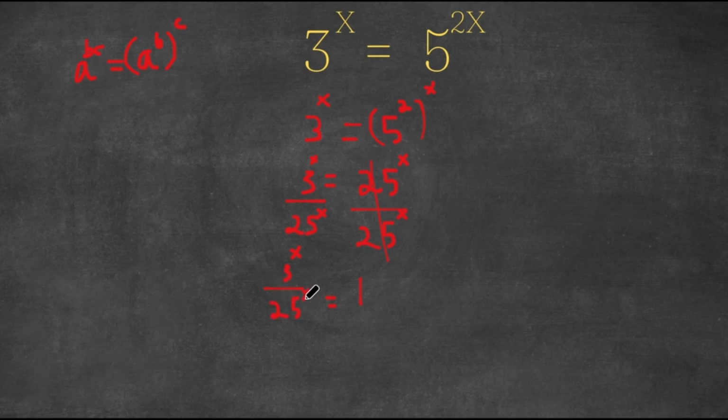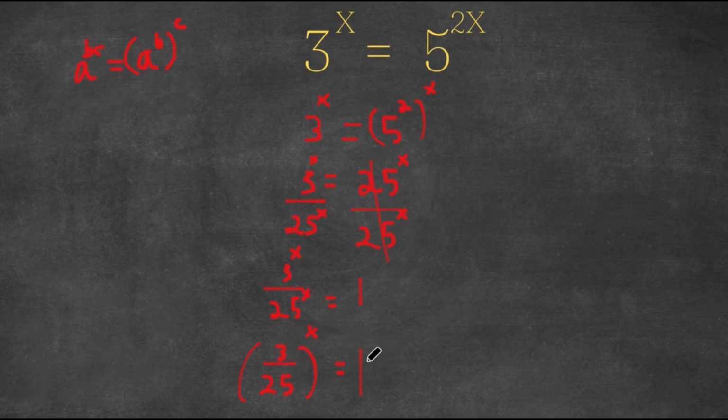Now, whenever we have something like this, where our numerator is going to the power of an exponent and our denominator is going to the power of the same exponent, we can rewrite this as 3 over 25, to the power of x, equals 1. Because the x just applies to all our numbers here. So this is equal to this.